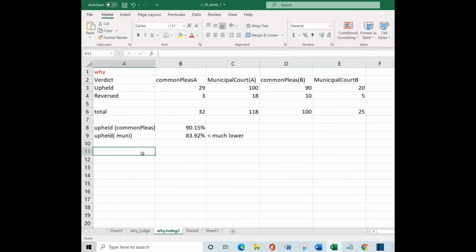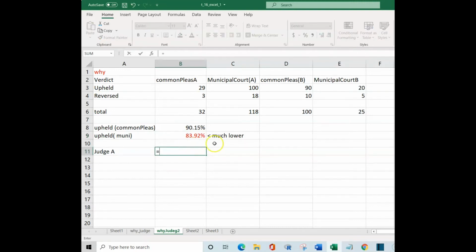So let's look at Judge A. So what is the percentage for the lower one? So let's look at this lower one. Okay, so Judge A, so equals, so this is municipal, right? So this is Judge A. So this is total divided by summation. Summation is 32 plus 118.